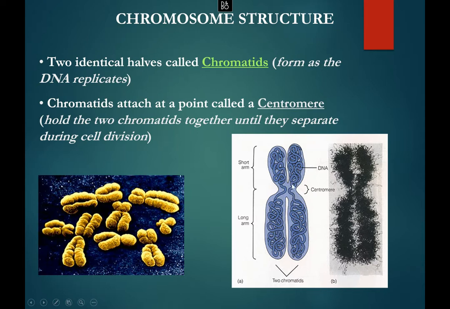That attachment point is called a centromere. It's almost like a belt. It cinches the 2 parts together. That's important because eventually that is going to come apart and these 2 chromatids are going to split apart so that the cell can divide.